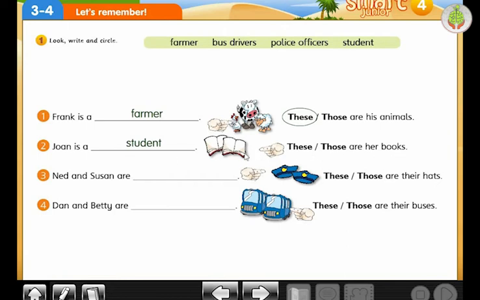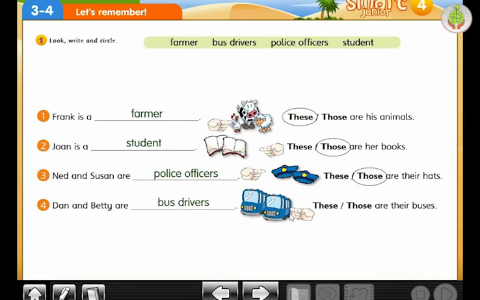Look, there is a distance. Those are her books. Number 3. Ned and Suzanne are police officers. These or those are their hats? Those are their hats. Very good. Number 4. Dan and Betty are bus drivers.